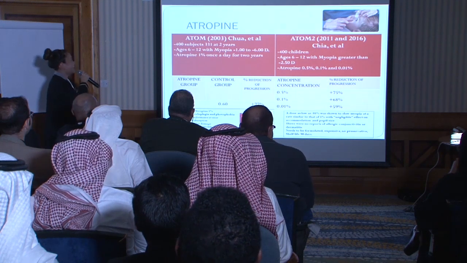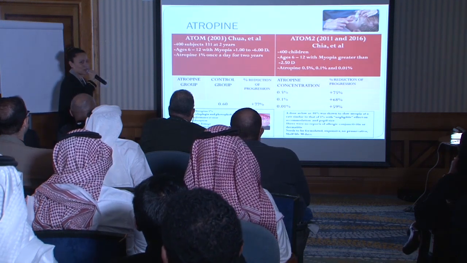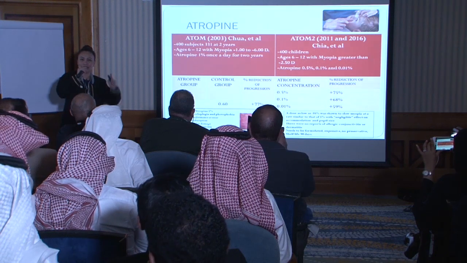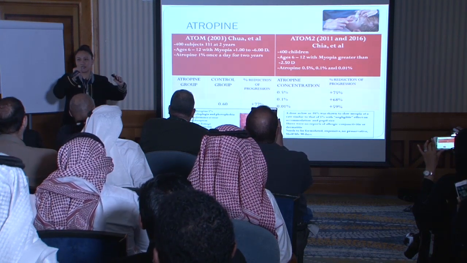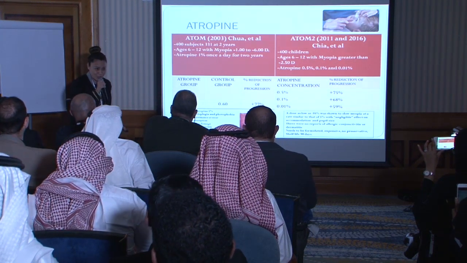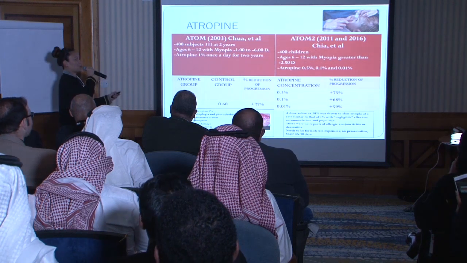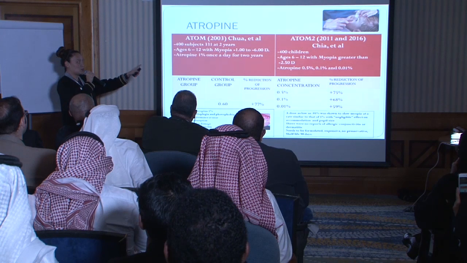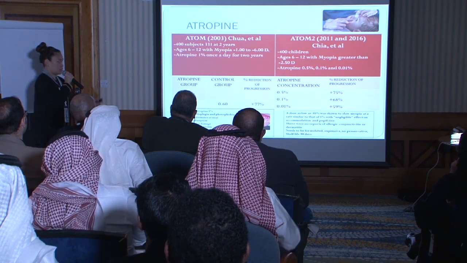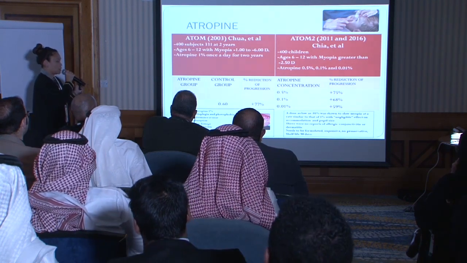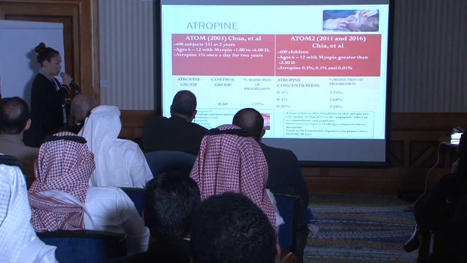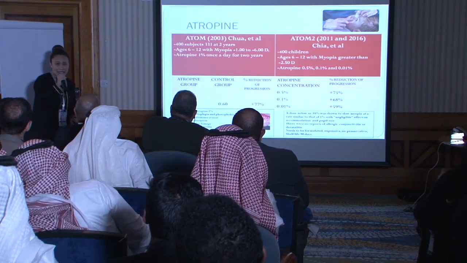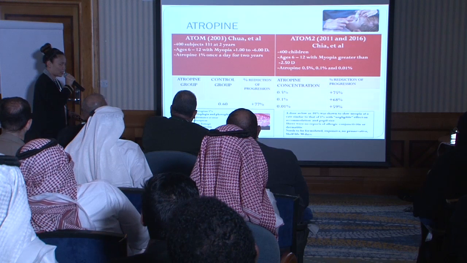Is it true? Okay, atropine is very famous with our fellow ophthalmologists. Any ophthalmologists in the house? Yeah, okay, so it's very famous with you guys. So atropine, in these two studies, ATOM 2, take a picture, but I'll send you the slides anyway. The very famous control in progression, 77%, even higher than 50%. Why don't we do it?